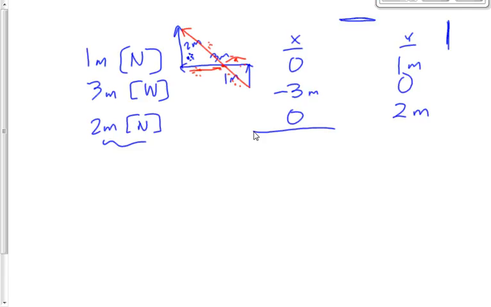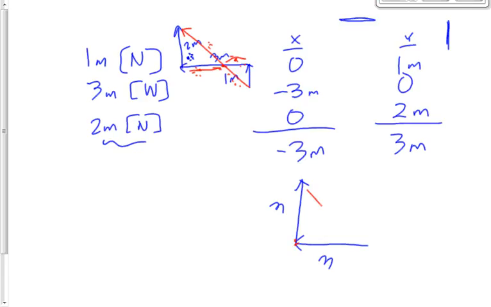Add these up. 0 plus -3 plus 0 is -3. 1 plus 2 is 3 meters. Oh, this is good news. Wait a second. Yeah, this is good news. Why is this good news? -3 plus 3, right? Front to back, front to back. -3 plus 3 gives me this vector. We're going to call it C, the hypotenuse.